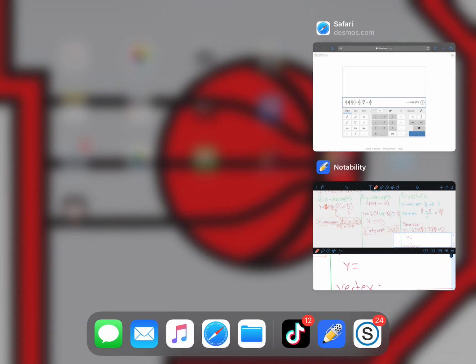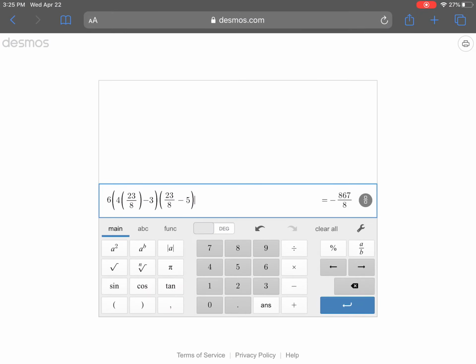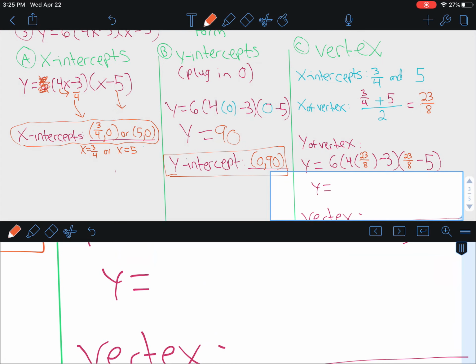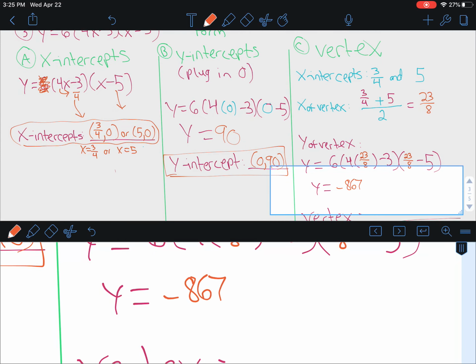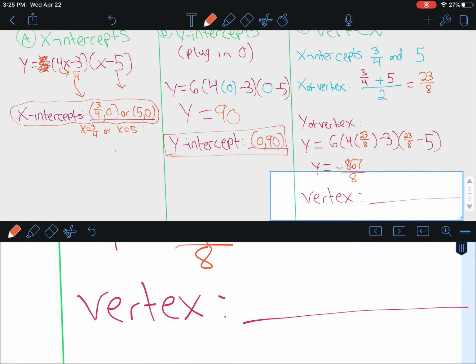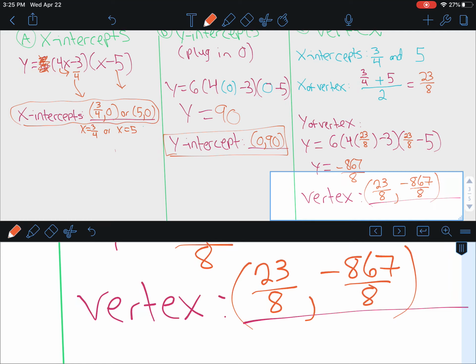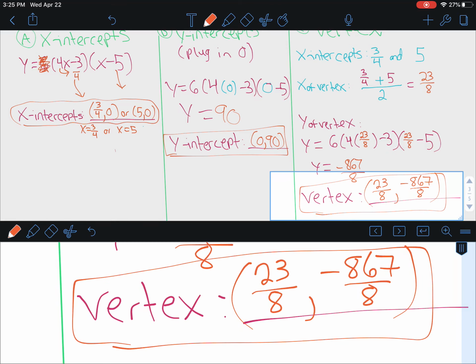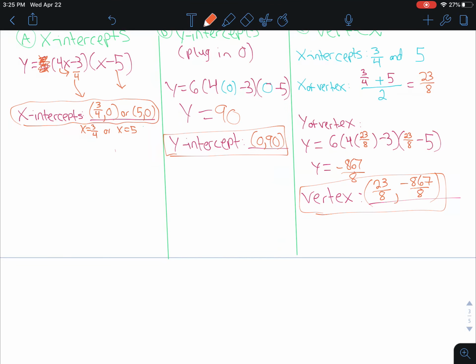Let me make sure I'm all good. Everything's checking out. Okay, so now I'm going to go ahead and change that to a fraction. Negative 867 over 8. I know it's pretty ugly, but hey, I'm just trying to challenge you a little bit, see if you can deal with fractions and decimals. But again, this would be the vertex. It's an ugly vertex, but I wanted to see if you can do some fractions with that and use decimals for your own good.